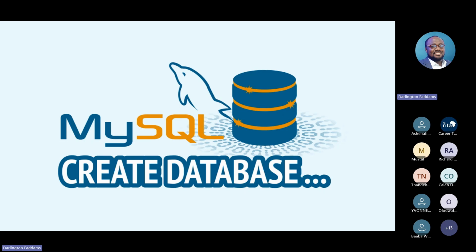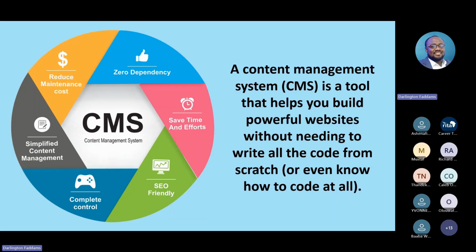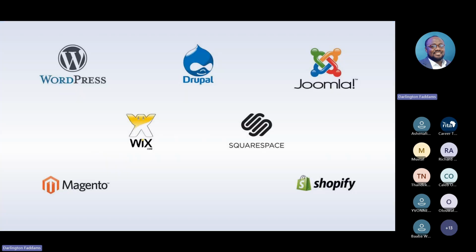But if you want all the coding and backend stuff done for you, then go ahead and choose a CMS. A content management system, often abbreviated as CMS, is a tool that helps you build powerful websites without needing to write all the code from scratch or even know how to code at all. Examples of powerful content management systems include WordPress. We have Drupal, Joomla, Shopify, Wix, Squarespace, Magento, and others.